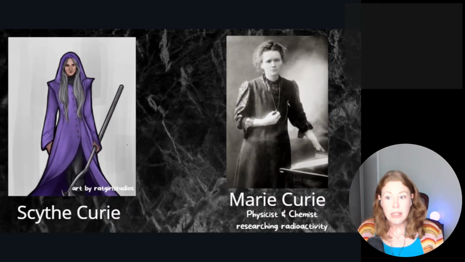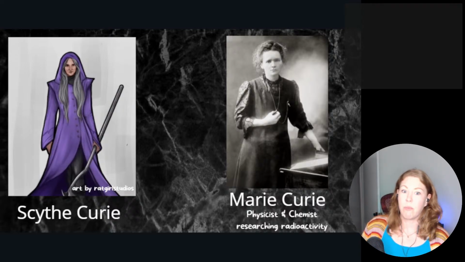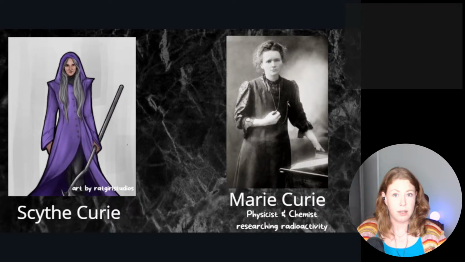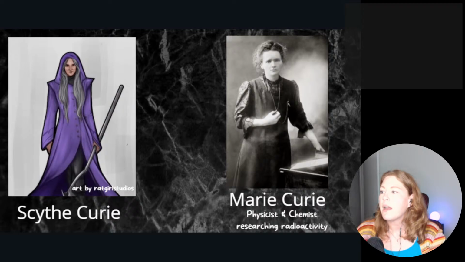And Scythe Curie has to give her immortal life to be a scythe, right? She can't have kids. She can't be with the love of her life, Michael Faraday. Oh my God. But she is doing it anyway. She's doing this anyway, and she's accepted her responsibility, her role in society.